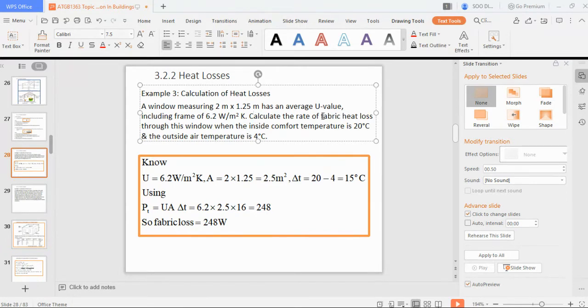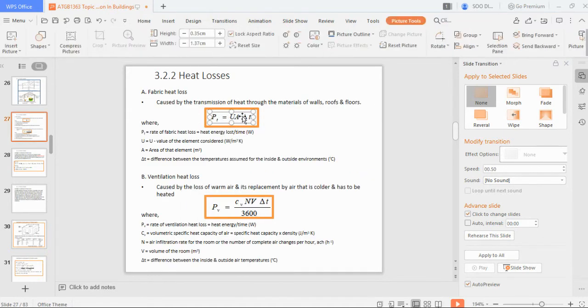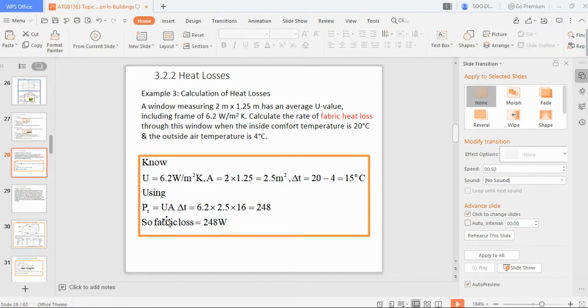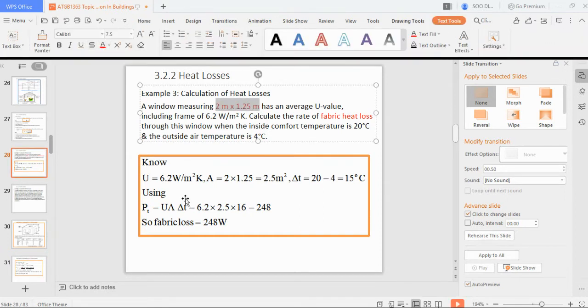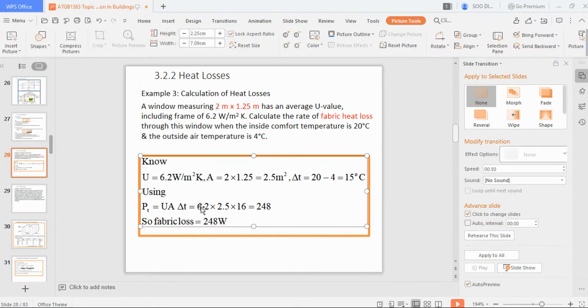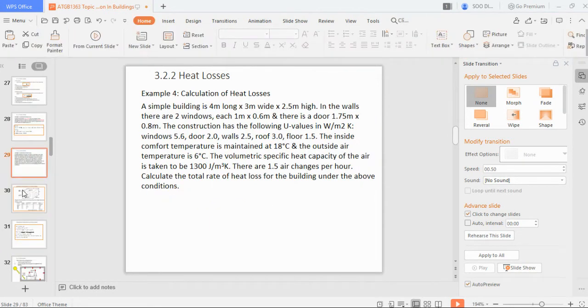So it's asking you to find the fabric heat loss, which is using this formula, PT equals U value, which is given 6.2, area, and you have your difference in temperature. So 20 minus 4, you get 16. You just multiply them together and you get that your fabric loss is 248 watts.